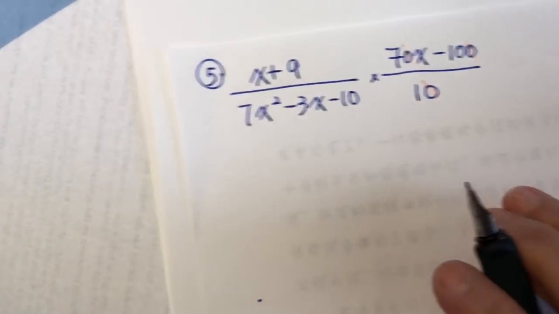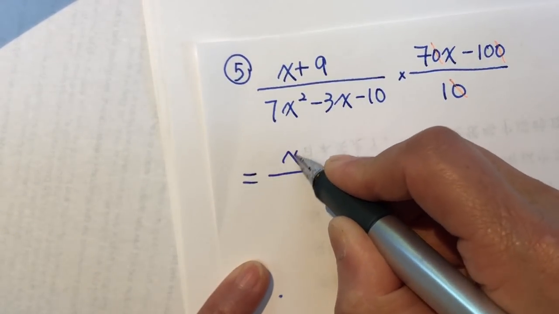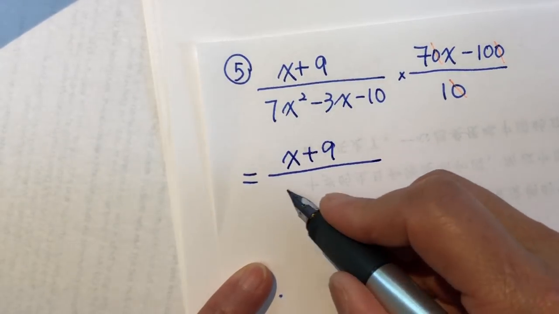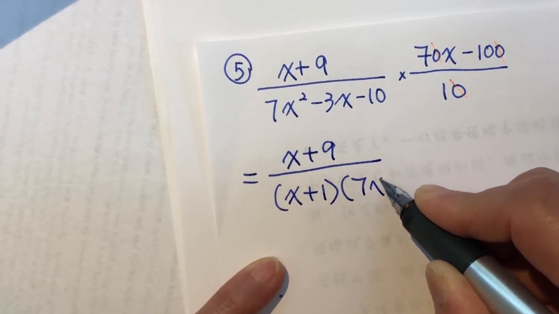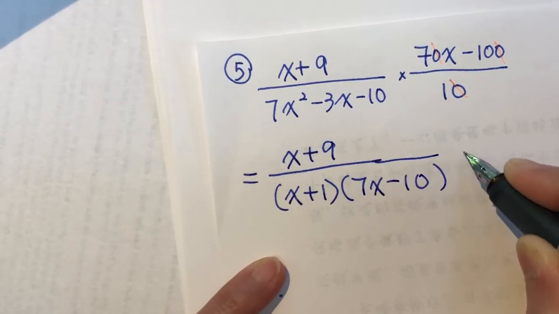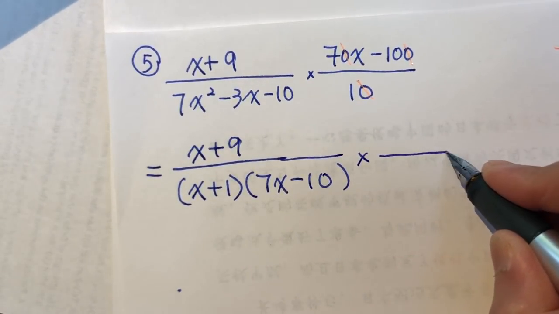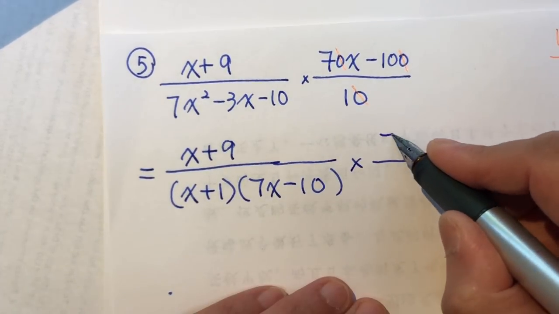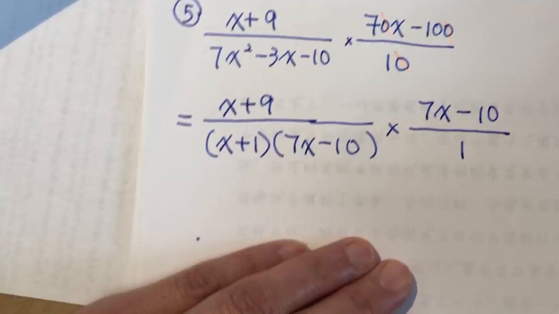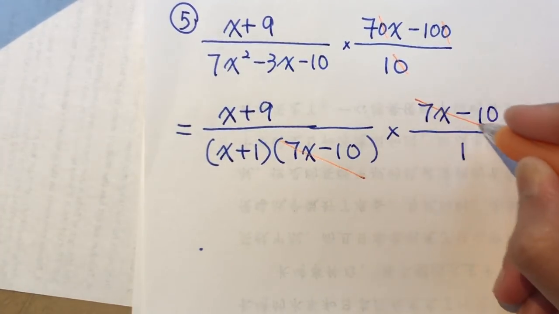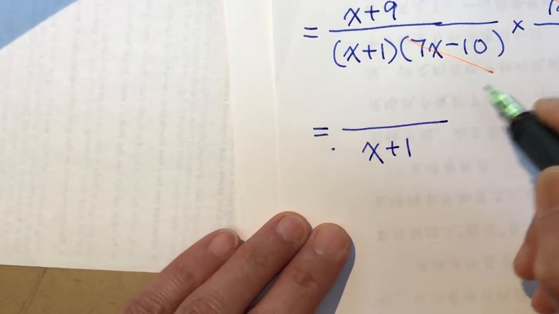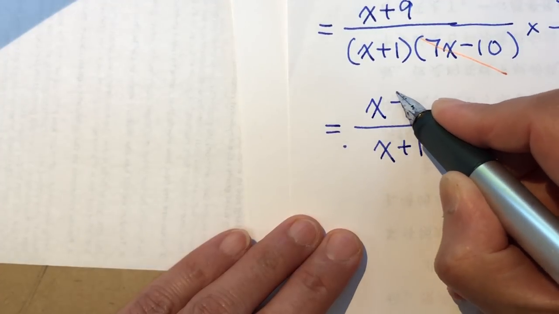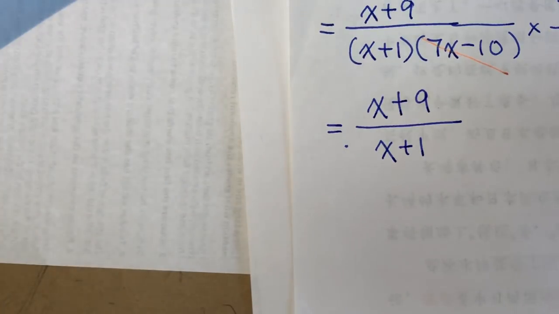So, equal to x plus 9 over x plus 1 times 7x minus 10 over 1. This becomes 1. 7x minus 10. Ooh, get out of my way. So the result is x plus 1 as a denominator and x plus 9 as a numerator. And that is the result. And I know it is right.